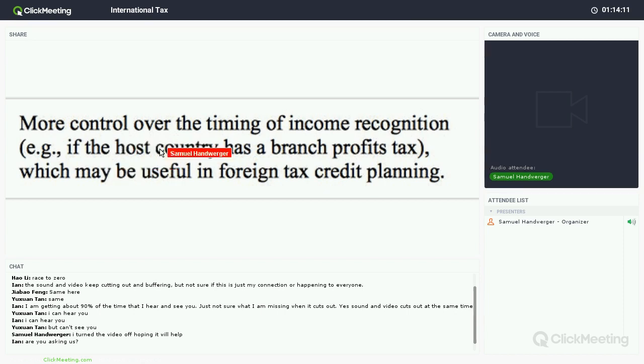Compared to if it's a branch. So if you have a subsidiary, you can hold off recognizing the profits from that subsidiary by not paying dividends until you're ready. And there's a lot of good reasons for that.